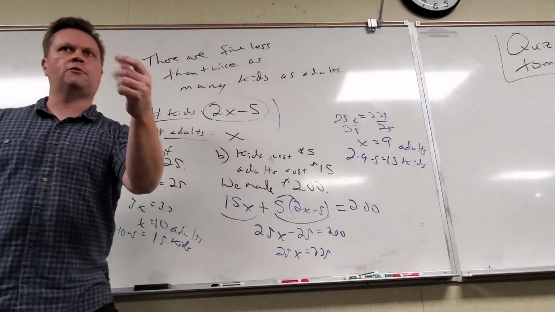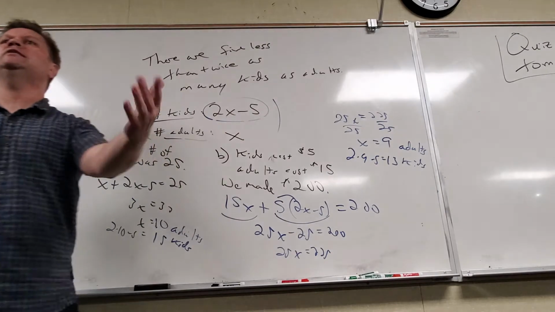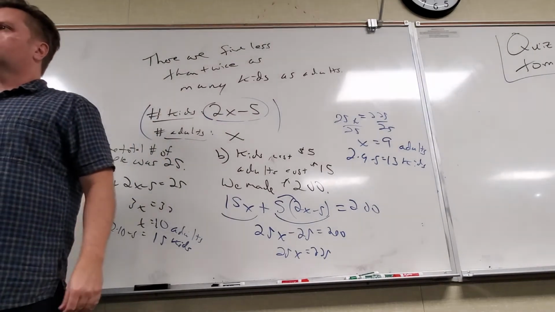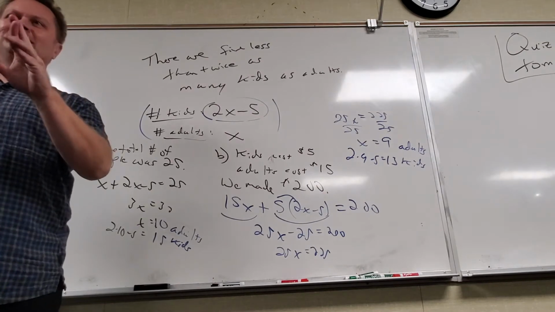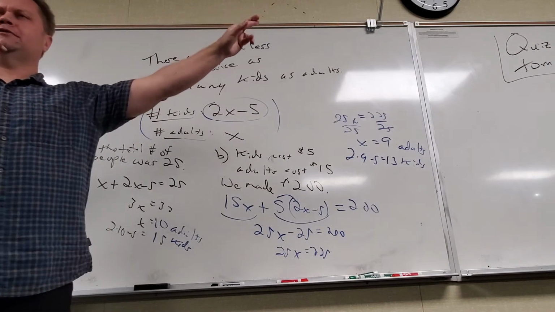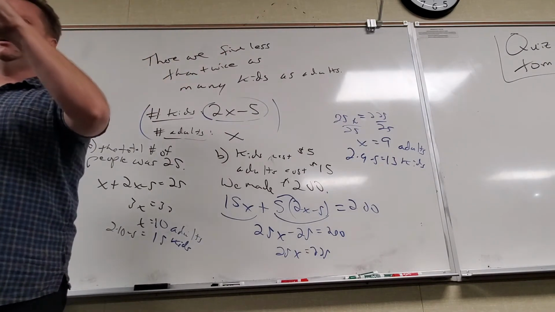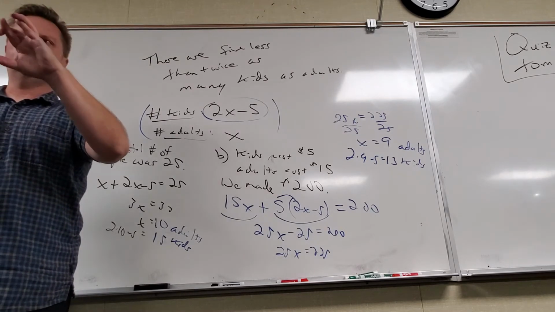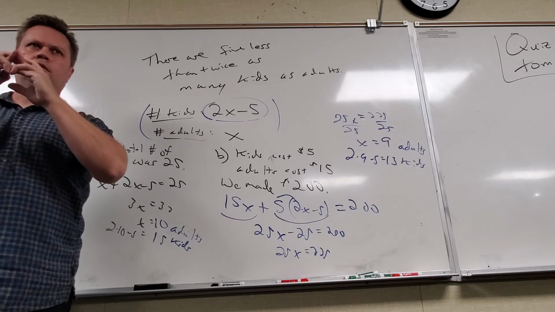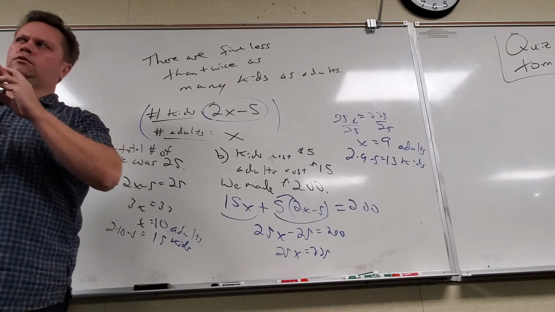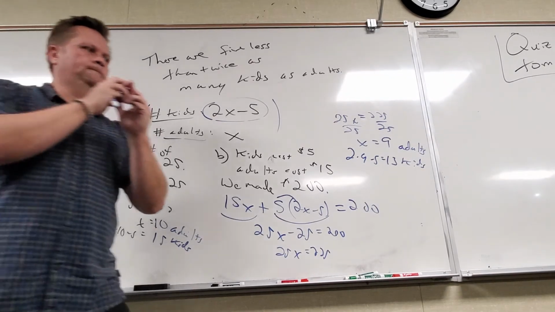You guys are able to do that when I give you numbers. 2x minus 5 is a number. So you do the same thing with it. Okay, I'll stop. Anything else specific from the homework or anything?